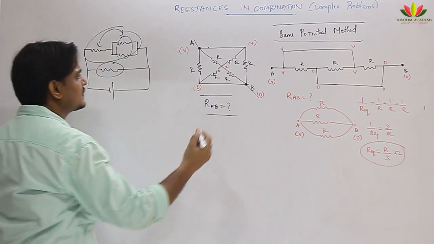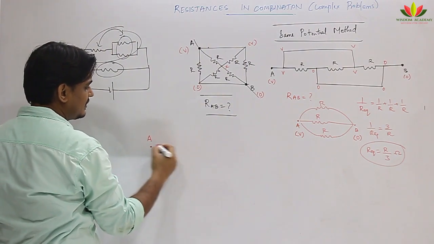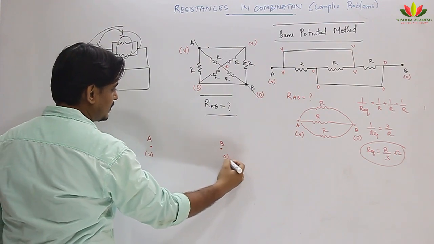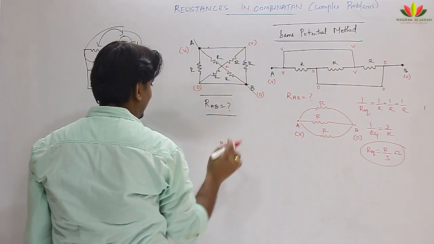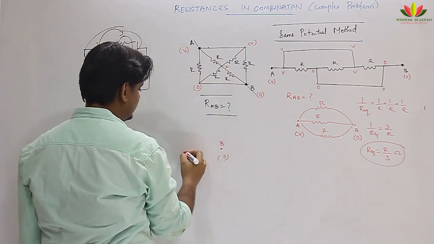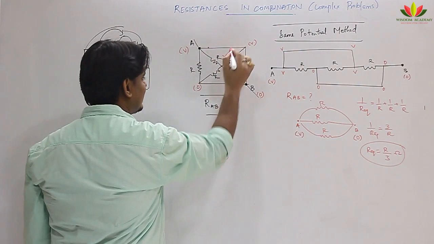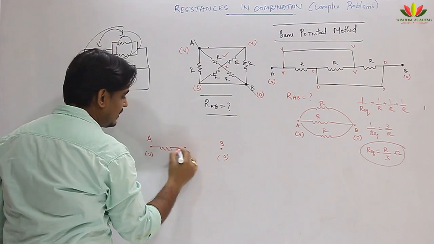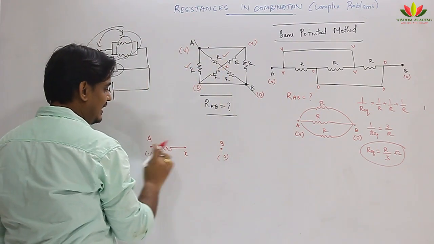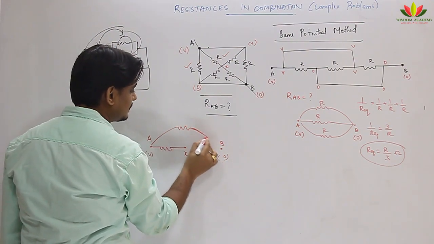Now you see, between A and B, I am writing one point A, one point B. A is having potential V, B is having potential 0. Now let us see each R, and one X is also there. Between A and B there is one point called X. Okay. So this R is lying between A and X. This R is lying between A and X. This R is lying between A and 0. So between A and 0 there is one R lying.